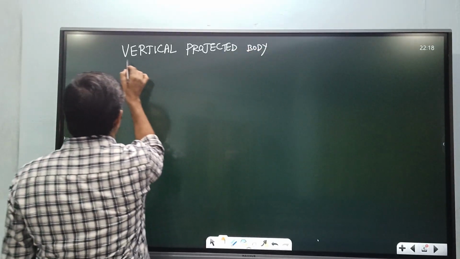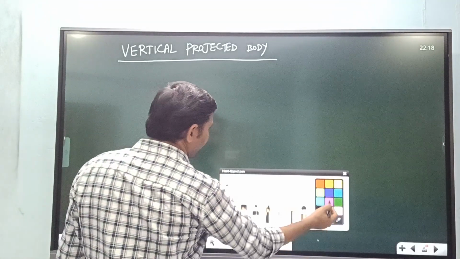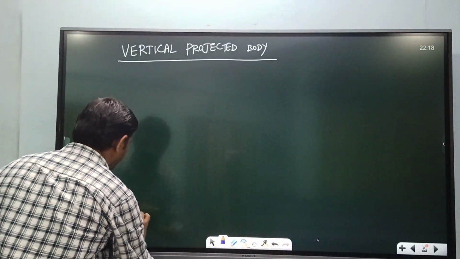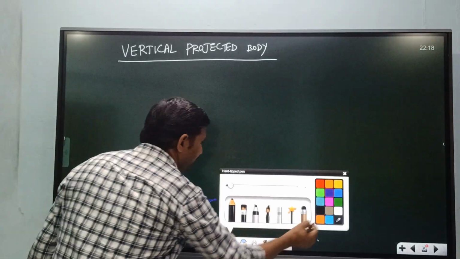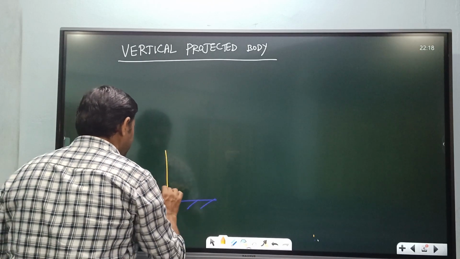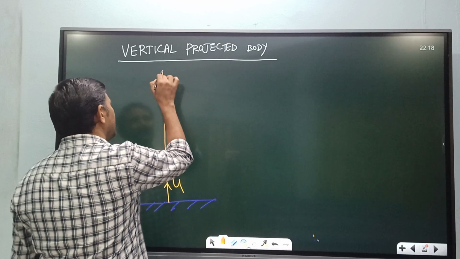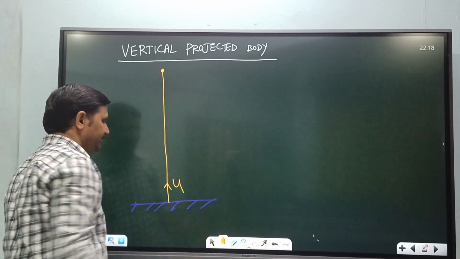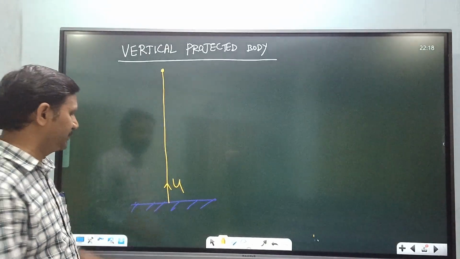Vertical projected body. So here the body is projected from the ground. We give some initial velocity to the body. Then the body reaches somewhere up here. This is the initial velocity of the vertical projected body.